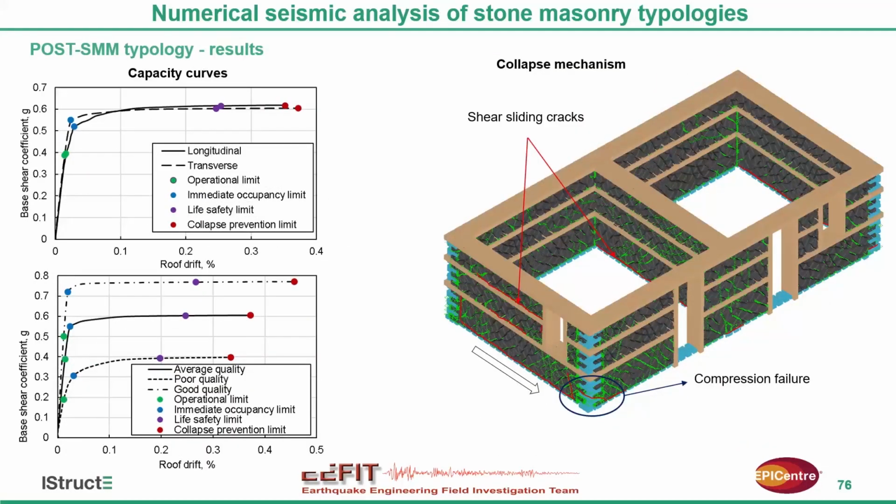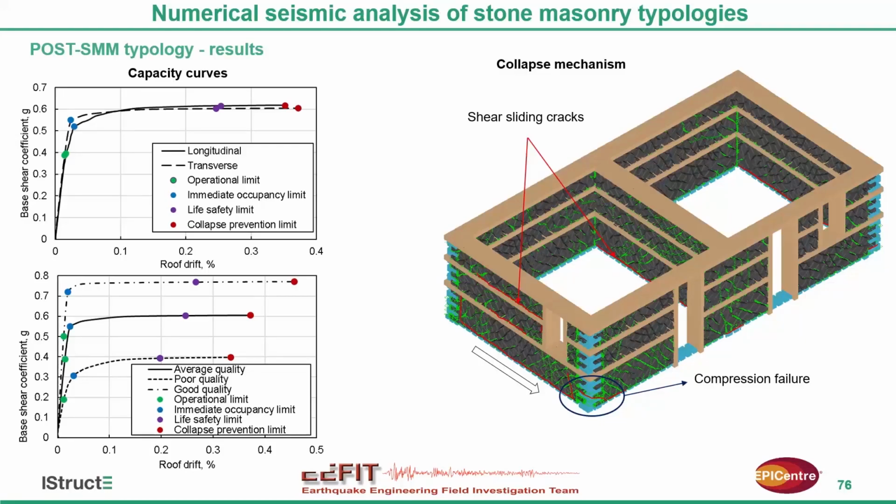Similarly, for the post-earthquake typology, because these are single-storied, obviously there is better seismic performance. The capacity curves in both directions are very similar, so it has equal strength in both directions, reaching as high as 0.6 G. And the damage pattern here is a bit different. It's a shear sliding damage pattern, which originates at the wall-band interface, and the diagonal shear failure of these walls is controlled because of the presence of the seismic bands.